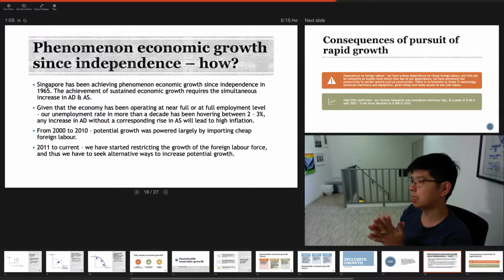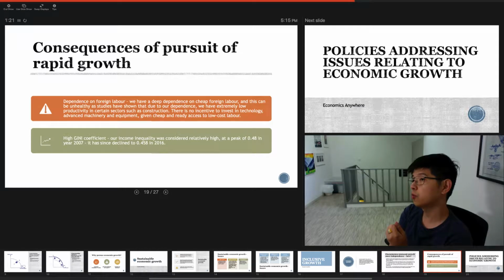So if we look at our historical data, in year 2010, it is believed that potential growth in Singapore was powered largely by importing cheap foreign labour. So you bring a lot of cheap foreign labour, you can shift our AS to the right to accompany the rise in AD. But since 2011 to the present moment, we have started to restrict the growth of the foreign labour force, so we have to try to seek alternative methods to increase our potential growth.